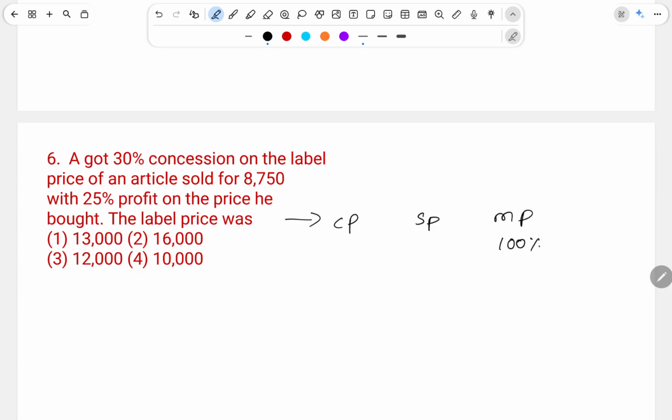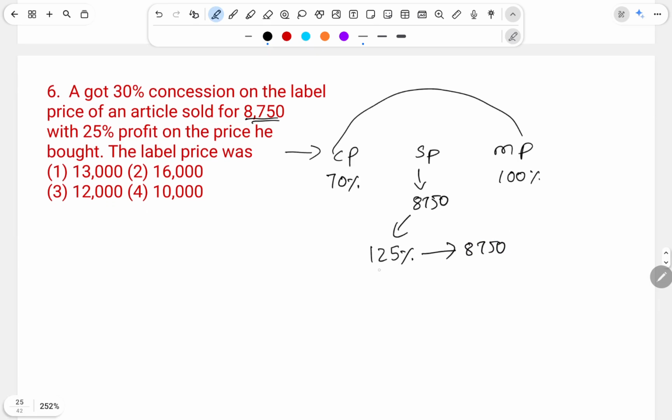He is a dealer, not a dealer, a vendor, a shopkeeper. A shopkeeper sold an article at the price of 8,750, but while purchasing from a retailer, he bought it with 30% concession, means this is 70%. Now this is directly given, 8,750 with 25% profit on the price. 25% profit means 125. If 125% is 8750, then CP will be every time 100%. 100% is what? 100 by 125 into 8750.